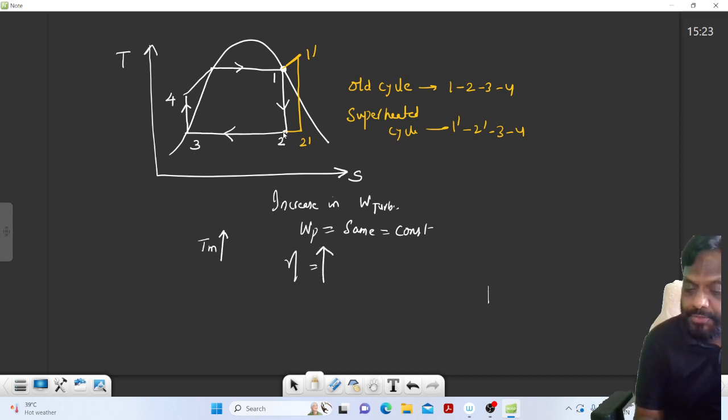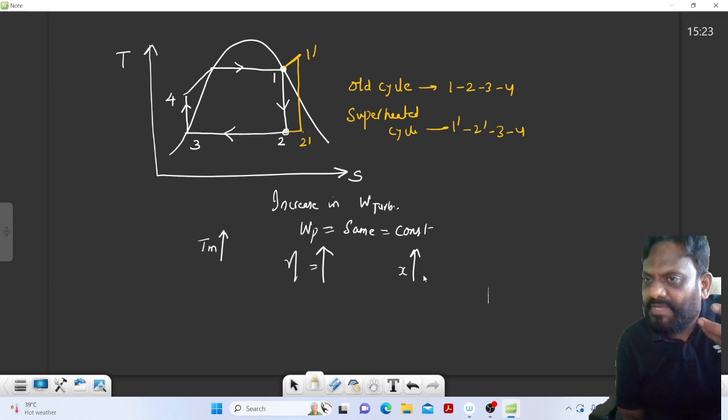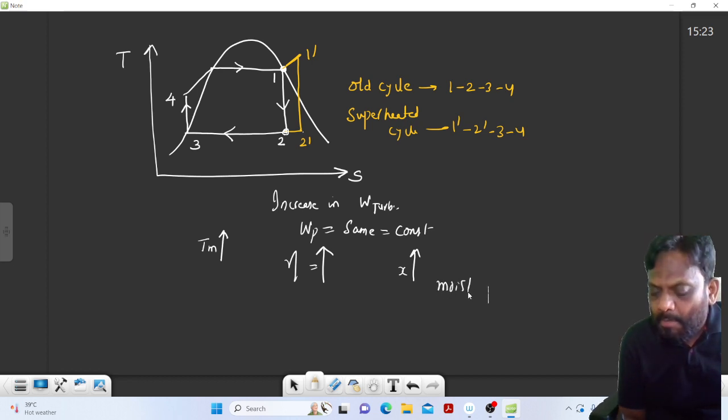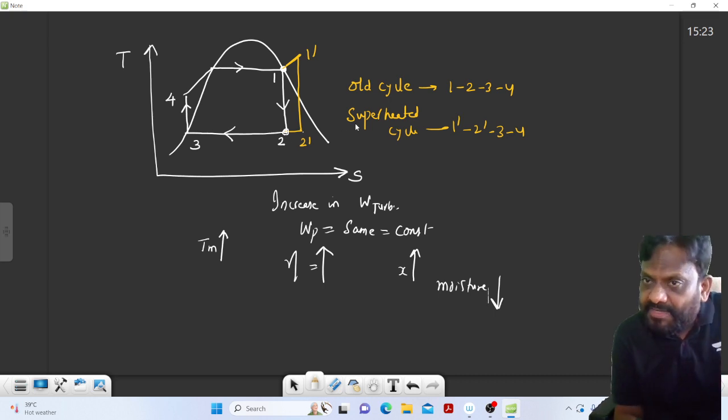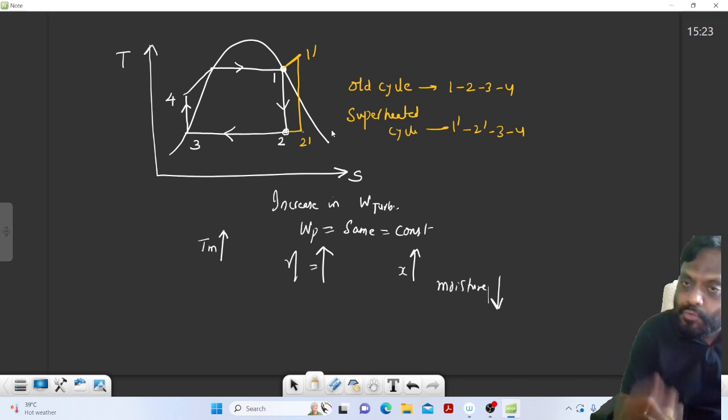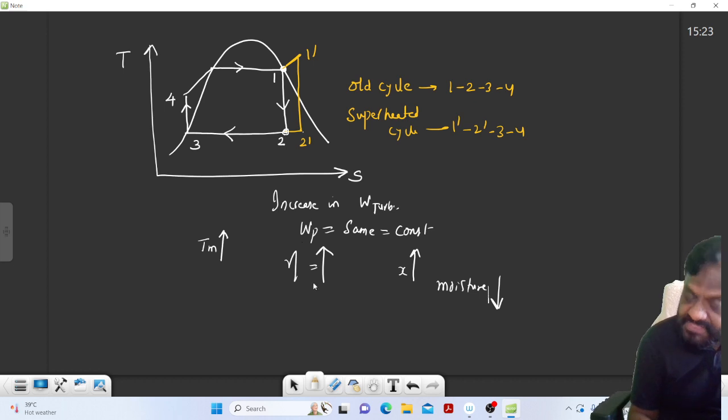And see point 2. Point 2 is moving to the right, which means the dryness fraction is increasing. What does an increase in dryness fraction mean? Moisture is decreasing. Moisture is nothing but liquid. When dryness fraction is increasing, vapor content is increasing and liquid moisture content is decreasing. So what are the results? Superheating: turbine work is increasing, pump work is the same, efficiency is increasing due to the mean temperature of heat addition, dryness fraction is increasing, and the moisture is decreasing.